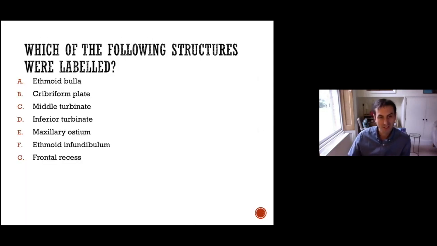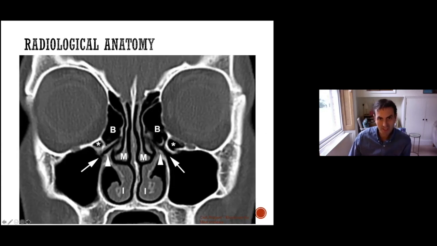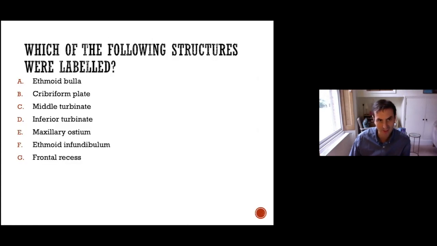So yeah. So we can see that B is the bulla, M middle turbinate, inferior turbinate. This arrow is actually pointing into the ethmoid infundibulum, and this arrow here is pointing to the maxillary sinus ostium. And note that that's laterally placed in that space. And those that got the asterisks, being the infraorbital ethmoid cell or the Haller cell, are correct.